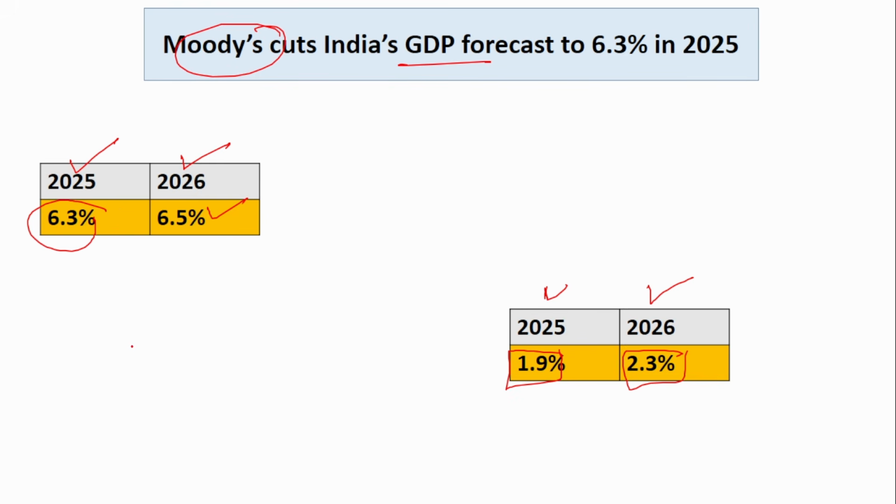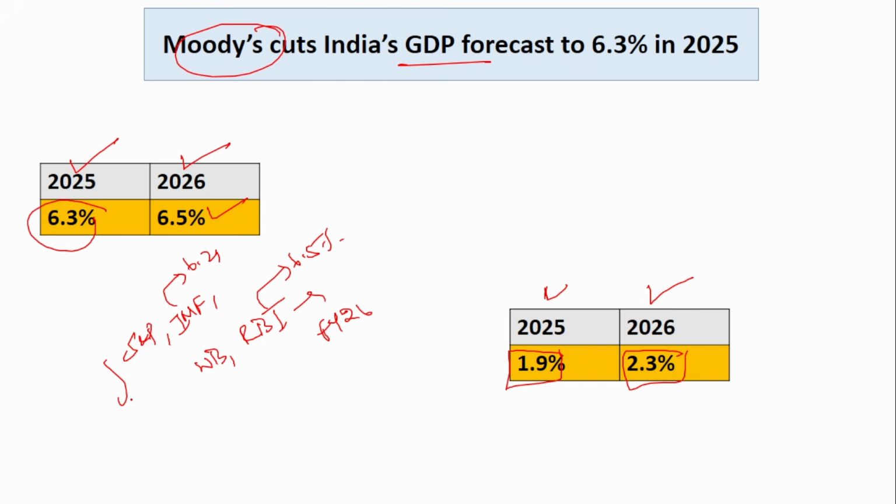In the previous news, we saw that S&P Global, IMF, World Bank and RBI had all projected for the financial years. Financial year 26 we saw, right? RBI has projected 6.5% for India, then IMF 6.2%, and S&P and the World Bank have projected 6.3%. This is all for financial year 26.